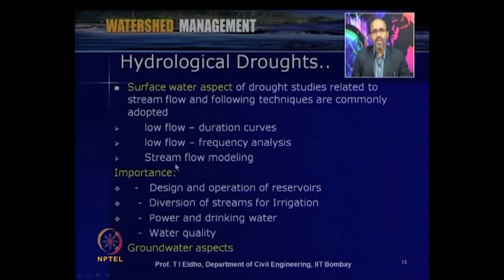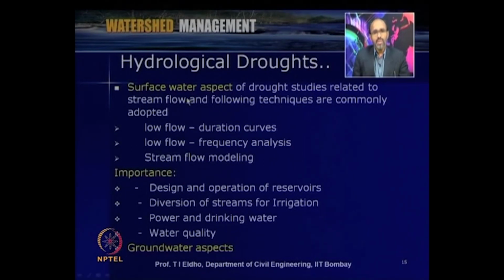So, when we look into the surface water aspects of hydrological droughts, these drought studies are related to stream flow, and the following techniques are commonly adopted, considering the level of water in the river, the reservoir or the pond: low flow duration curves, low flow frequency analysis, or stream flow modeling. All this indicates the surface water aspects.